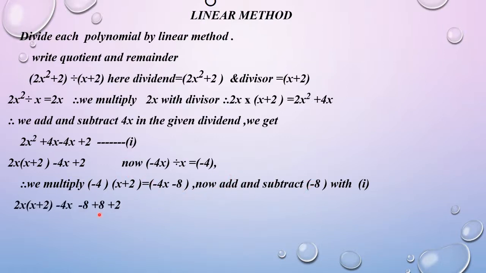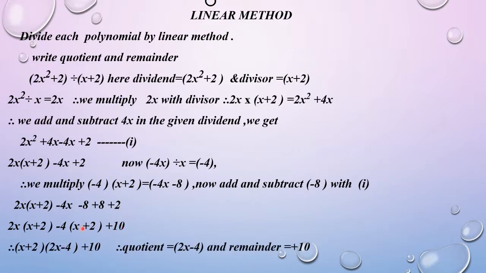So we are getting here 2x multiplied by (x + 2) - 4x - 8 + 8 + 2. So when we calculate, we get 2x multiplied by (x + 2). Here in the second and third term we are taking 4 outside, and inside the bracket (x + 2), solving +8 and +2 we are getting +10.